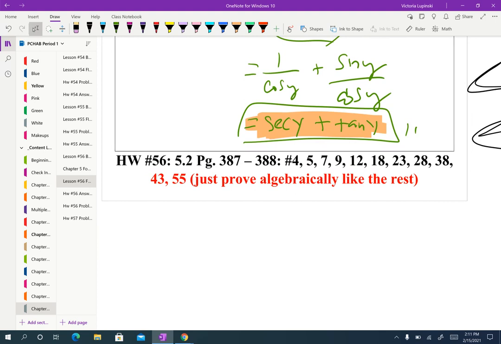So here is homework number 56. For the last two problems, it gives you several directions, but you're just going to prove them like the rest. So again, within this set of problems, there are some easy ones, some medium ones, some hard ones.